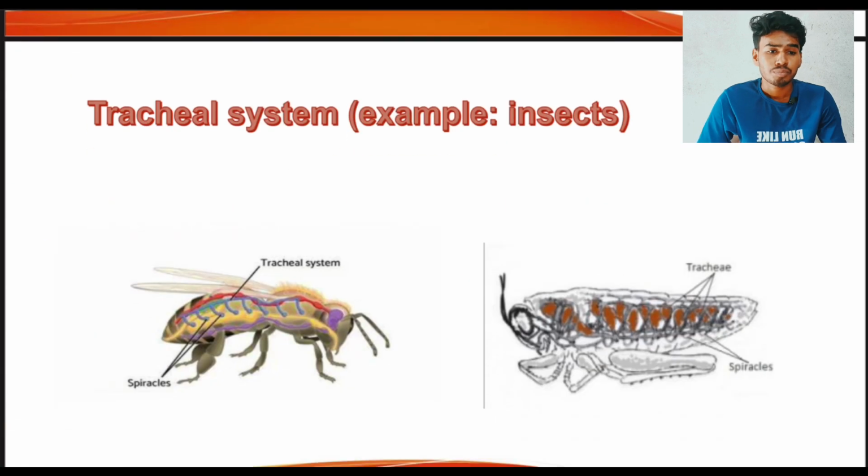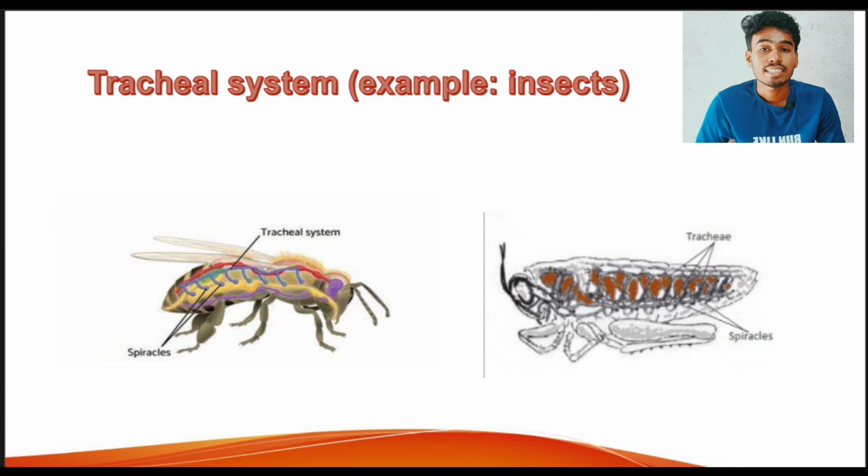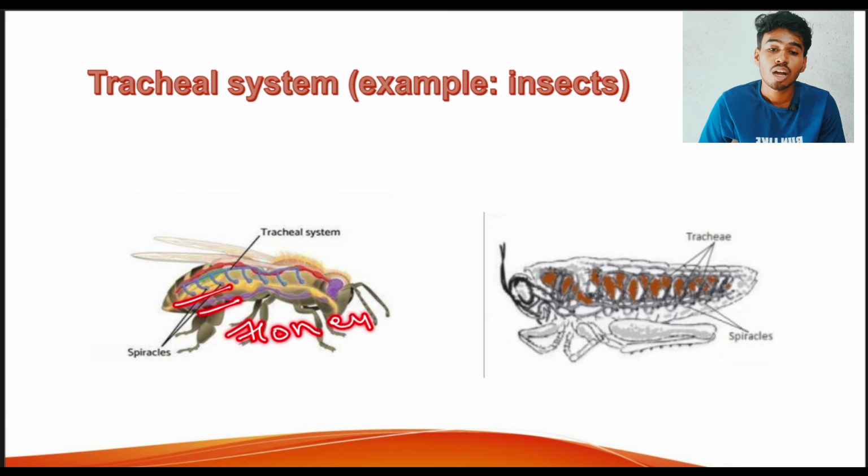Next example is insects, which have a tracheal system. Can you tell me which insects these are? This is the housefly, or we can say honeybee. Honeybee and housefly both are what? Both are insects, and this is the cockroach, a household insect.